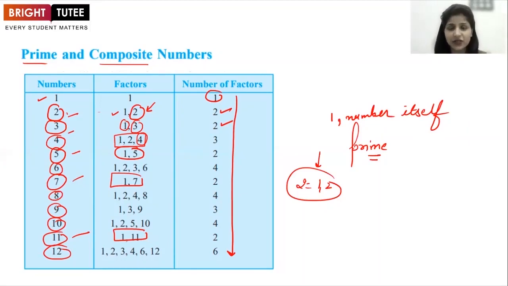But in other cases, like 4, 8, 10, 9, they have more than 2 factors. So those are not prime numbers, those are known as composite numbers.